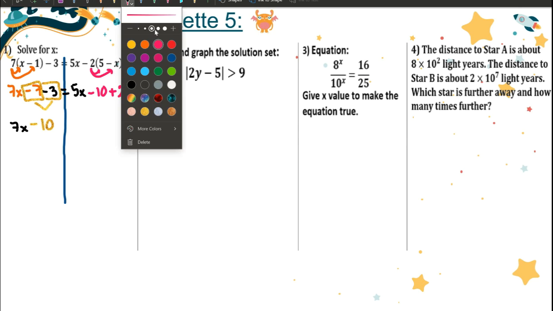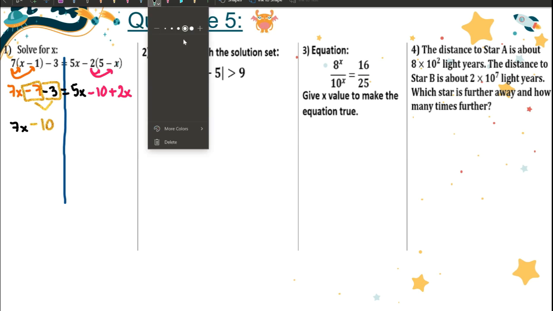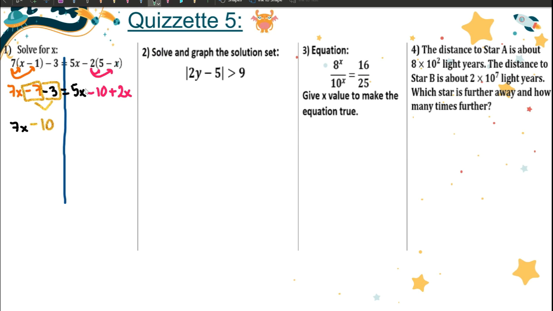Another like term here, on the right side, you see that we have 5x and 2x. They're like terms, so we're going to combine them. That will give you 7x. Then bring down the negative 10. Alright, 7x minus 10 equal to 7x minus 10.